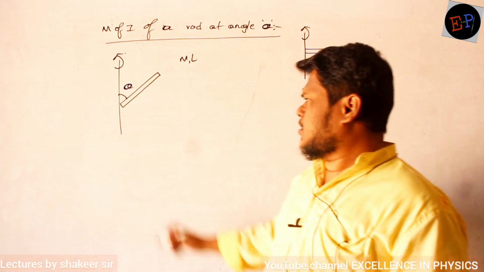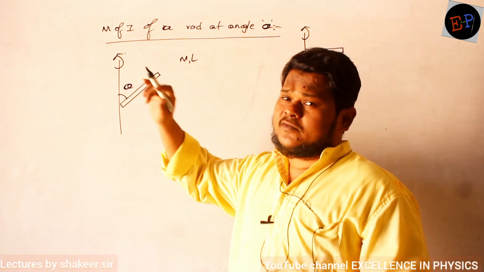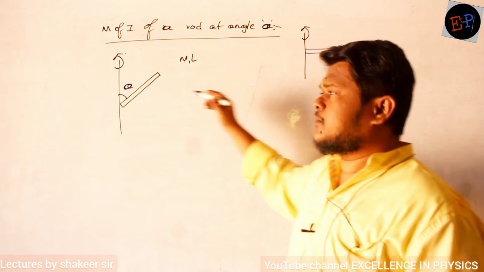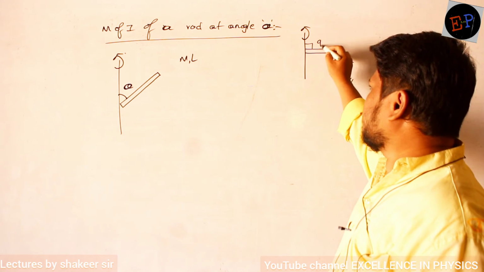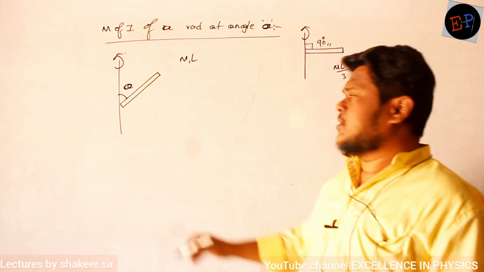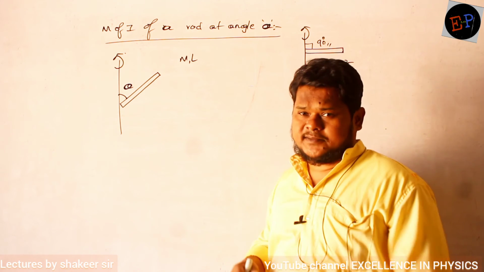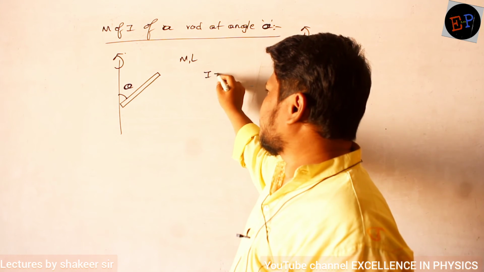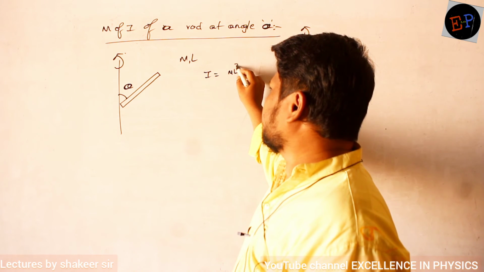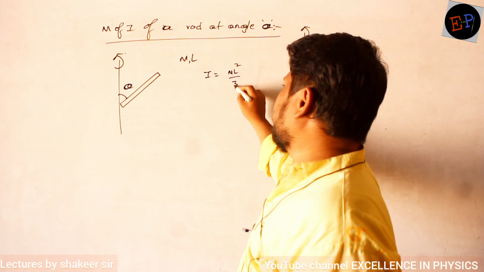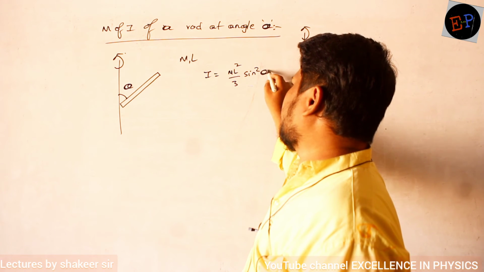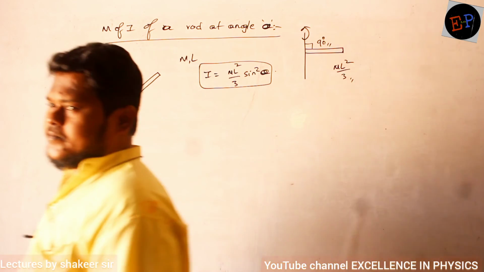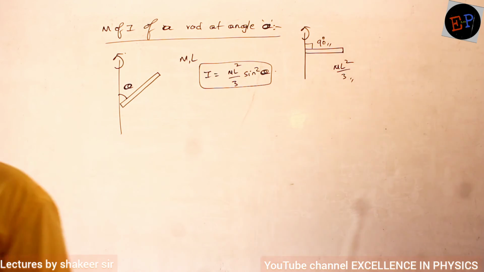Now similarly, if a rod is bent at an angle alpha other than 90 degrees. Here this angle is not 90, no? But here this angle is 90 degrees. Are you able to understand? But this is not 90, it is less than 90. Then for this condition, the moment of inertia is I equals ml square by 3 sine square alpha. This is the formula: ml square by 3 sine square alpha.